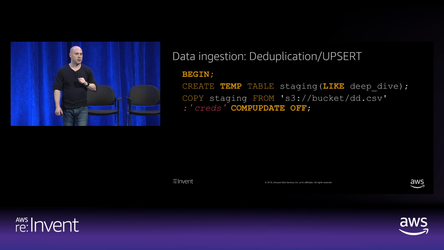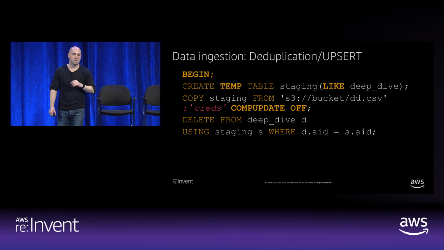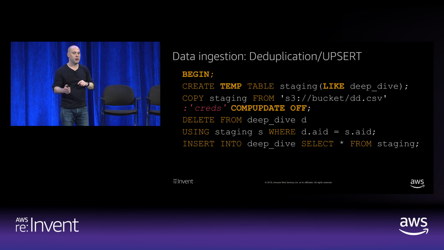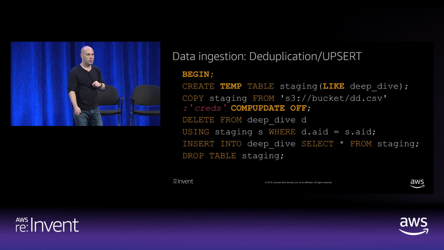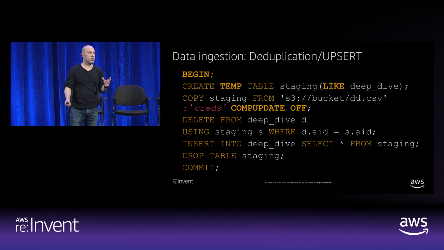Then I'm going to copy that CSV file into the staging table that I created. Notice I redundantly put in comp update off. That means I don't want Redshift to try to figure out the compression for this because it already has it from the deep dive table. Then we're going to delete all of the rows in the deep dive table that match in that staging table. And I'm going to insert every row over into the deep dive table. I'm going to drop the staging table, and I'm going to commit the transaction, and all of this will happen, or it all will roll back.